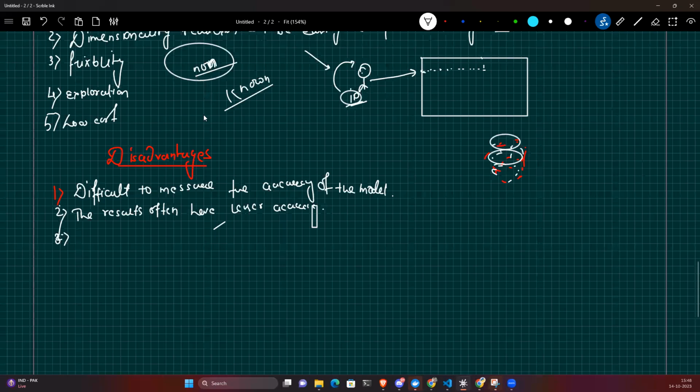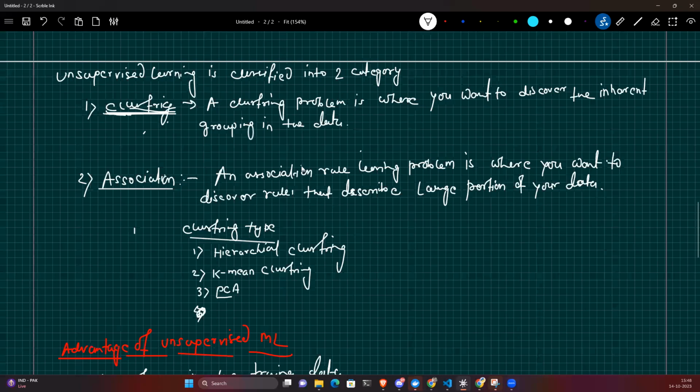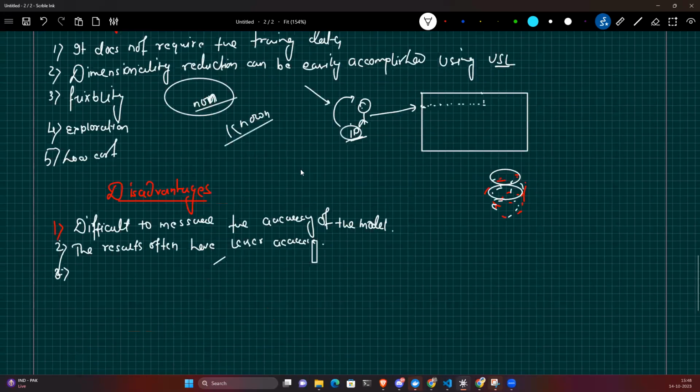Now we'll see all the different types of machine learning like hierarchical clustering, K-means clustering, PCA one by one, and practically. Any question in the case of supervised and unsupervised machine learning? Any type of question which I could help with?